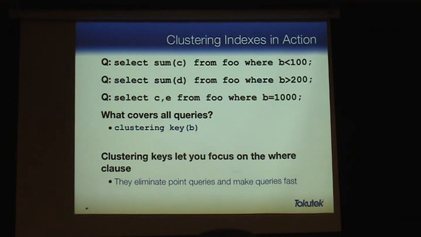But the nice thing that clustering keys allow you to do is go back to the first rule, where all you need to do is focus on the where clause. In this case, a clustering key of B covers all these queries. And the nice thing is I can just create a clustering key of B, and I don't have to worry about point queries anymore.